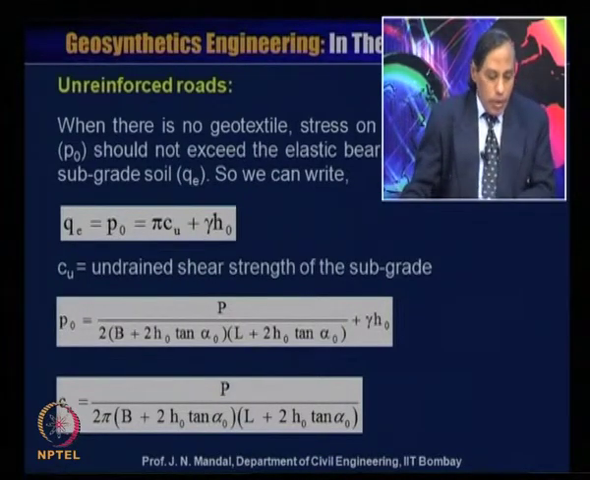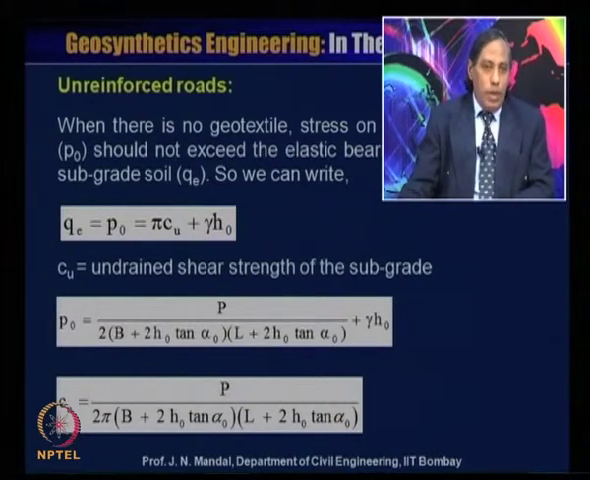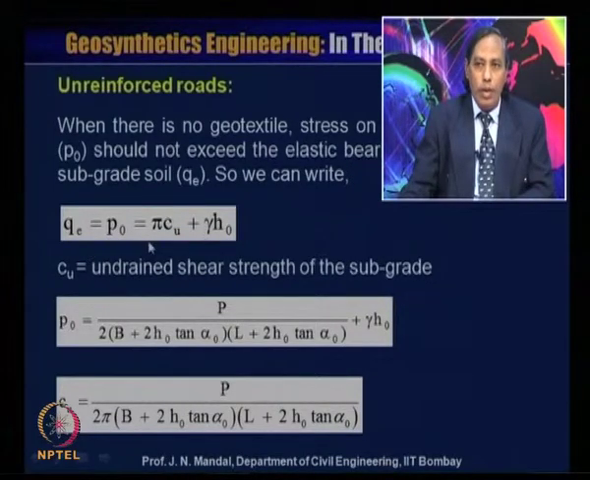So, elastic limit of the soil means P0 is pi into Cu plus gamma of H0. That means QE is equal to pi into Cu plus gamma H0. Now, Cu is the undrained shear strength of the subgrade. Again, you can write that P0 will be equal to P divided by 2 into B plus twice H0 tan alpha 0, L plus twice H0 tan alpha 0, plus gamma of H0. So, from this and this equation, you have to calculate what is Cu.